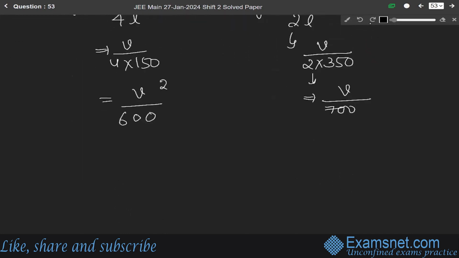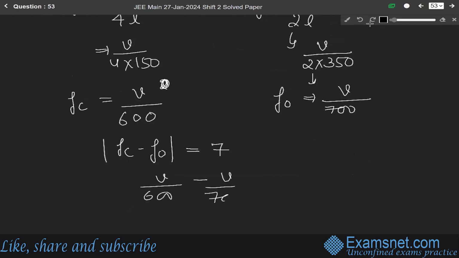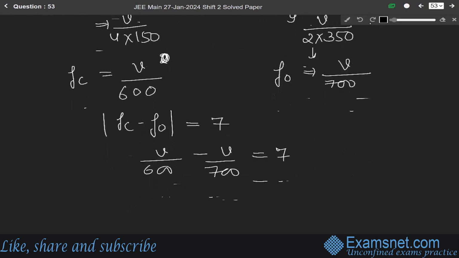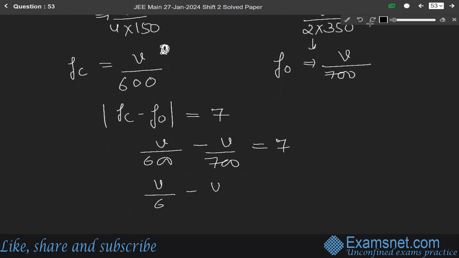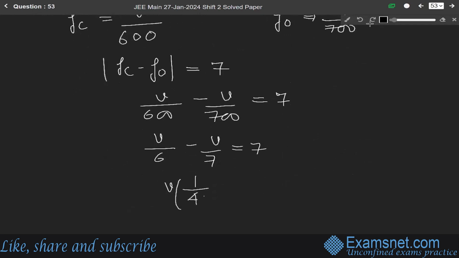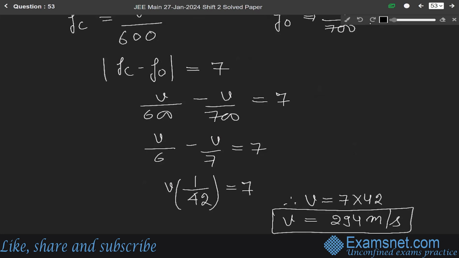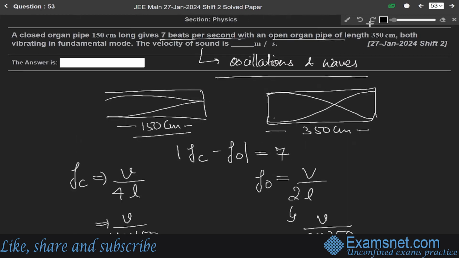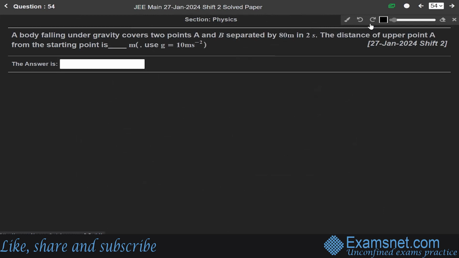Now subtracting Fc minus Fo. Fc minus Fo is given as 7. So V over 600 minus V over 700 is equal to 7. Now converting them in meter, V over 6 minus V over 7 equals 7. Solving it, we get V over 42 equals 7. Therefore, V is equal to 7 into 42, equals 294 meter per second. So our answer is the sound speed is 294 meter per second. Now next question 54.